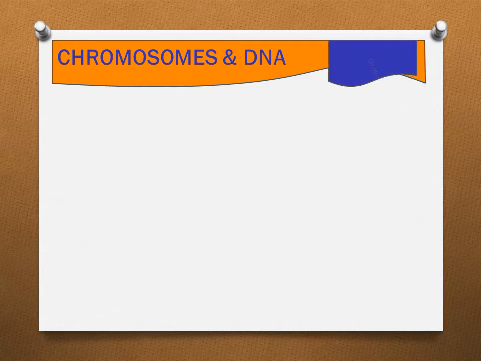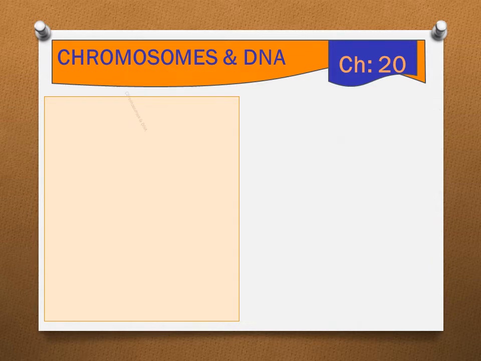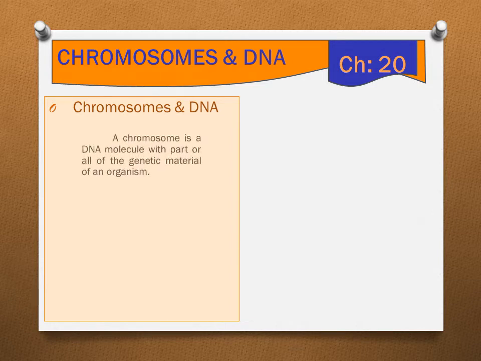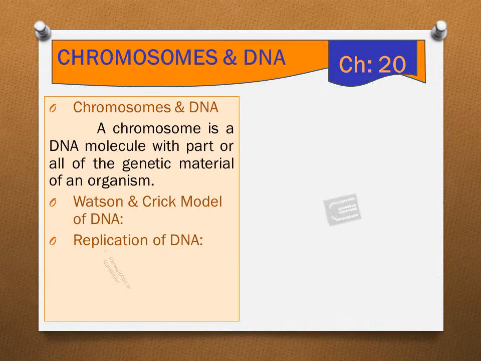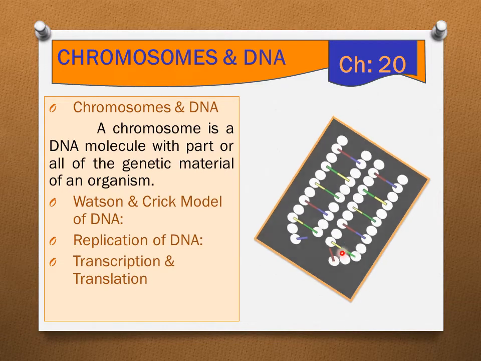The chromosomes and DNA. This is the chapter in which we study the genetic material, which is DNA and chromosomes. A chromosome is a DNA molecule with part or all of the genetic material of an organism. In this chapter, we also study the Watson and Crick model of DNA. Watson and Crick were awarded the Nobel Prize in 1962 for their model of DNA.